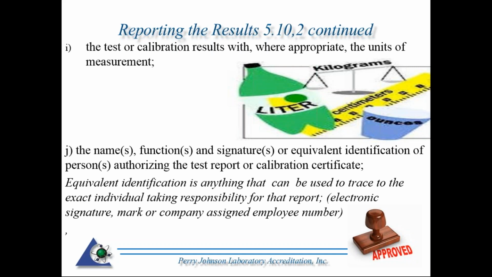Sometimes it goes through another level of approval. It could be a quality manager that's actually reviewing certificates and releasing them to the client. It specifies equivalent identification. What is that? That is anything that can be used to trace to the exact individual taking responsibility for that report. Hence, electronic signature, mark, or company-assigned employee numbers may also be acceptable, as long as you can trace it back to the individual that is actually releasing the report, authorizing the test or calibration report.